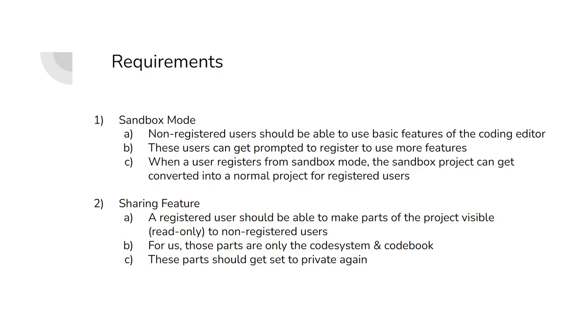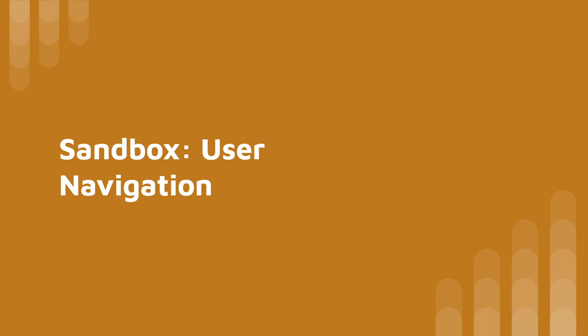for registered users. For the sharing feature, which I talked about, a registered user should be able to make parts of the project or the entire project visible to non-registered users. This is meant to be read-only access, of course. And for us, we only implemented sharing the code system and the codebook of a project. But this can get increased, of course. These parts also should get set to private again. So if I don't want to publish the project anymore, it should be possible to set it back to private. All right, then let's go to the user navigation.